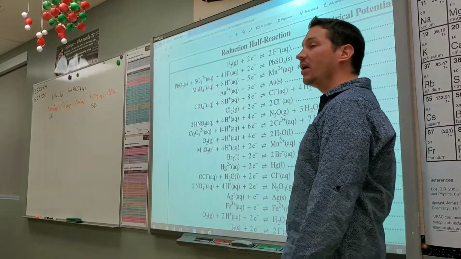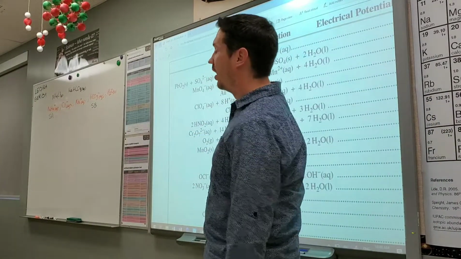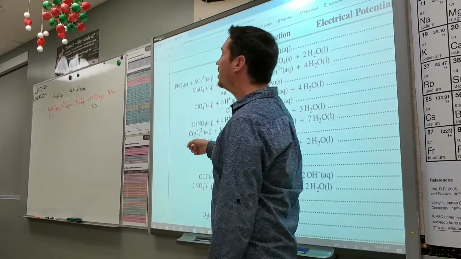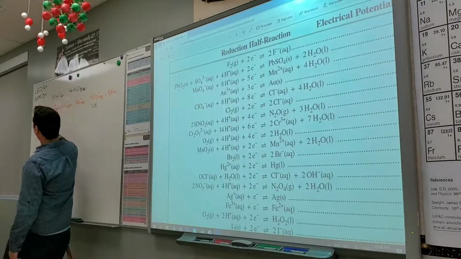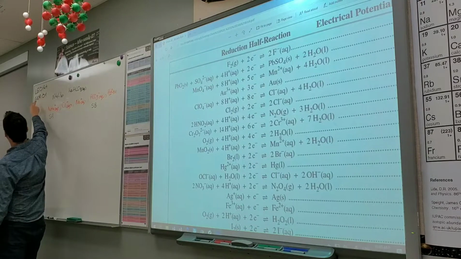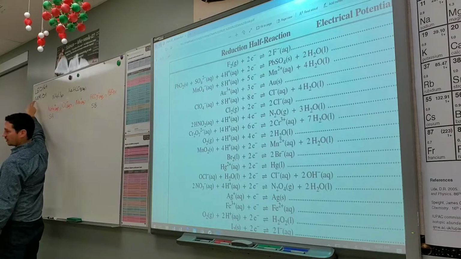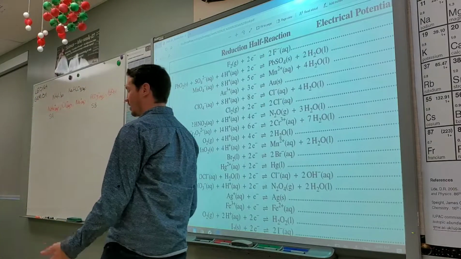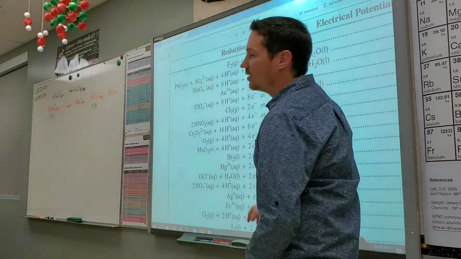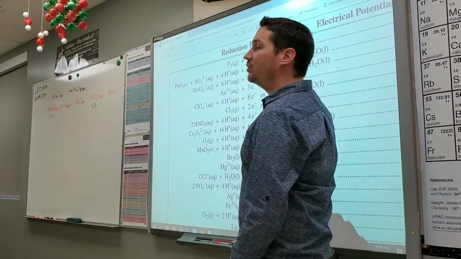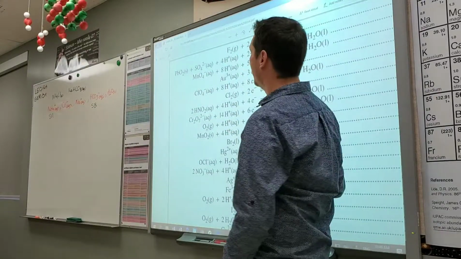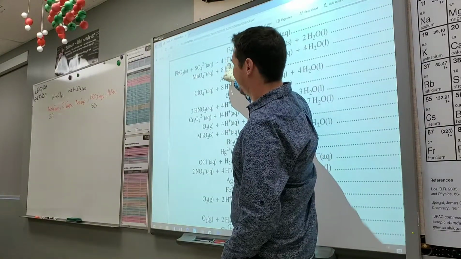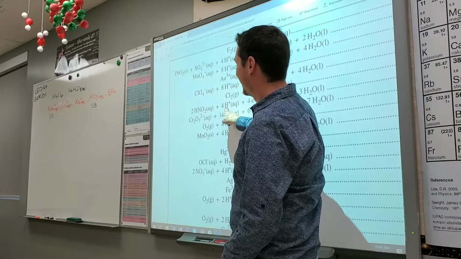Let's find the strongest oxidizing agent. Where do we find all the oxidizing agents? On the left-hand side. How do we know that the oxidizing agents are on the left side? Because it's a reduction half reaction. They're all gaining electrons, right? Okay, stop me when you see something that we have in our solution.